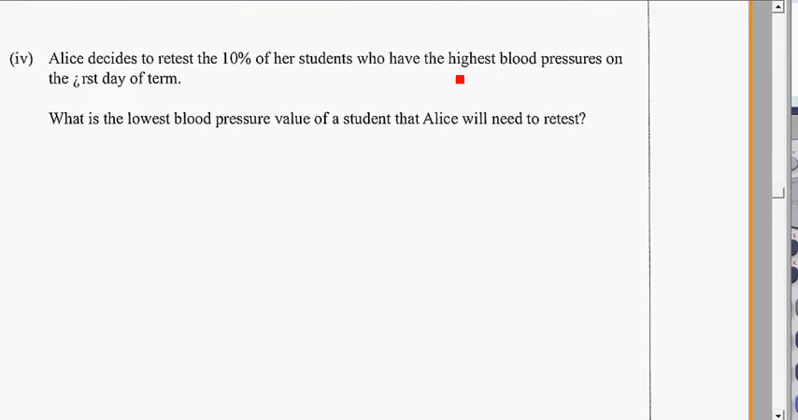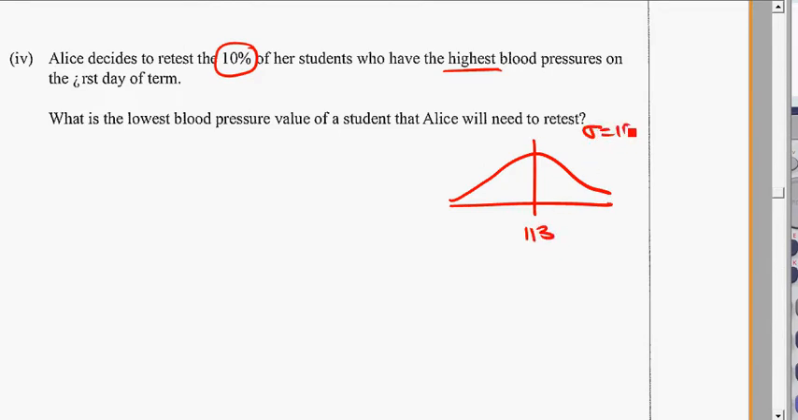Right, part 4. Retest the 10% of our students who have the highest blood pressure. So we've been given the percentage this time, the proportion. So those with the highest readings will be up this end. We want to retest the 10% of the highest, so 10% is the same as 0.10. We want the lowest blood pressure value of a student that Alice will need to retest. Well, it's this value here. So everybody above that will need to be retested because their values are quite high. So I can see this is an inverse question.